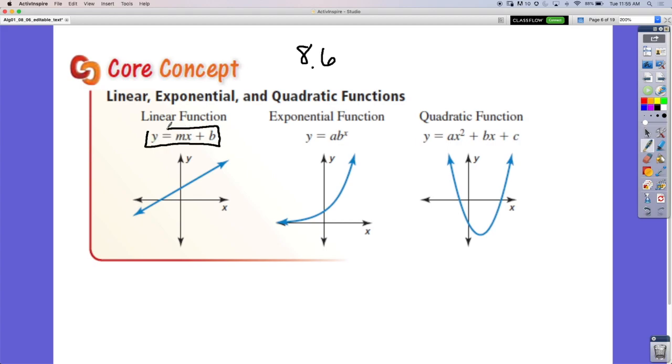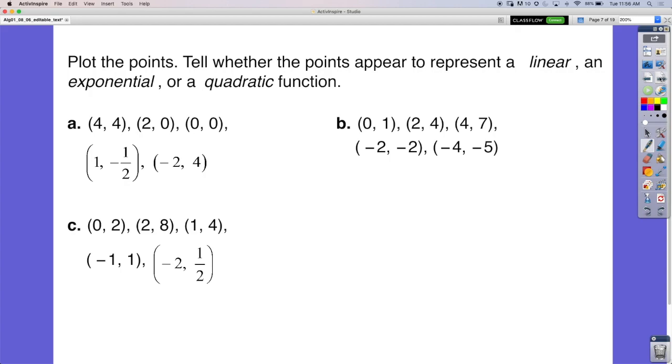You all know y equals mx plus b. This one you're familiar with. We've done a little bit, and then quadratics. You should know what they look like. You should know what makes them go up, down, upside down, left, right, wider, skinnier, all those. So let's see if we can tell how we tell whether each of these is linear, exponential, or quadratic.